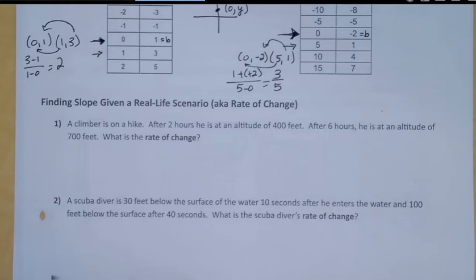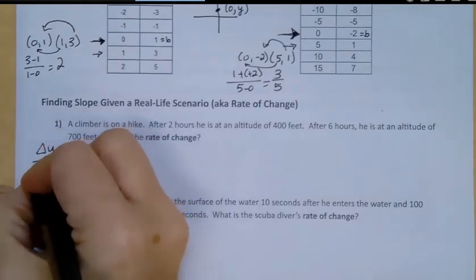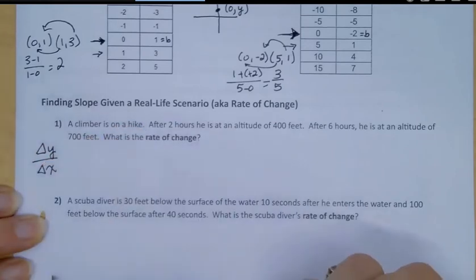So in this case, a climber is on a hike. After 2 hours, he has an altitude of 400 feet. After 6 hours, he has an altitude of 700 feet. So what is the rate of change? I'm going to think for a moment, and it looks like his altitude depends on the amount of time he has been hiking. So if altitude or feet is the dependent variable, that means that's going to be in my numerator, right? Because slope is always the change in y over the change in x. So y is the dependent variable, height depends on time.